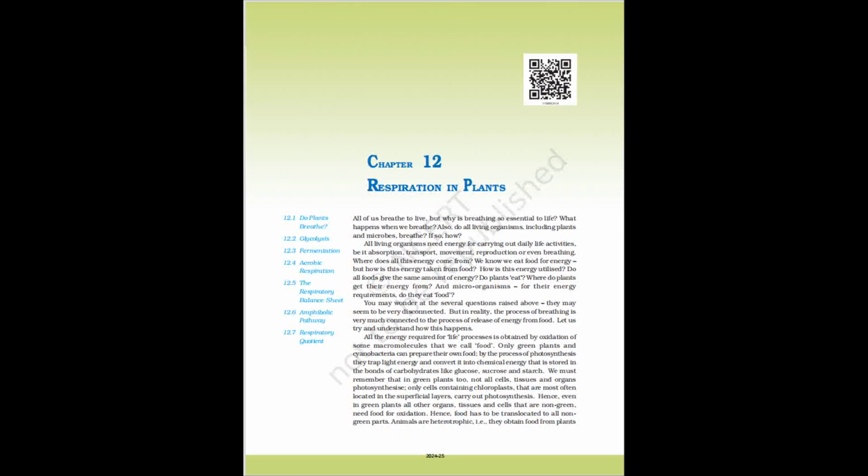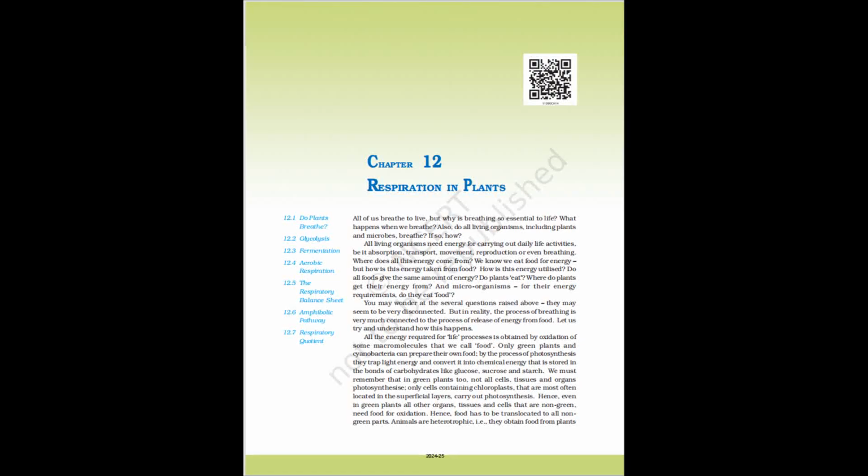Only green plants and cyanobacteria can prepare their own food. By the process of photosynthesis, they trap light energy and convert it into chemical energy that is stored in the bonds of carbohydrates like glucose, sucrose, and starch. We must remember that in green plants too, not all cells, tissues, and organs photosynthesize. Only cells containing chloroplasts, that are most often located in the superficial layers, carry out photosynthesis. Hence, even in green plants, all other organs, tissues, and cells that are non-green need food for oxidation. Hence, food has to be translocated to all non-green parts.